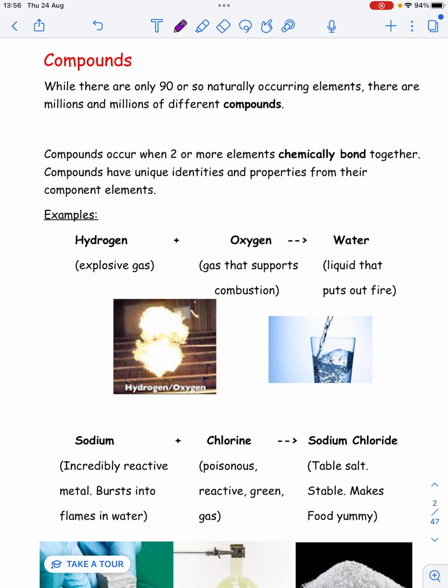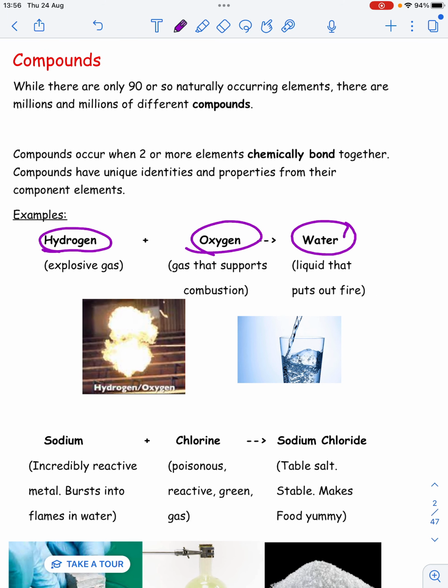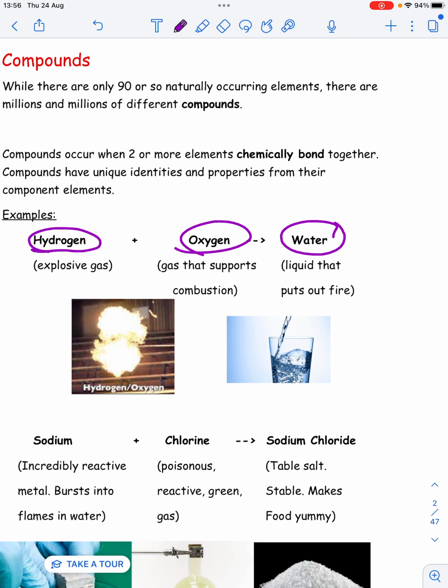Okay, compounds. We're combining things chemically, combining elements chemically. So you start with hydrogen, an explosive gas, and oxygen, a gas that you need to support combustion. And when you combine them chemically, you make water, which is the stuff that puts out fire. So one of the most amazing things about compounds is that when you combine elements, you really do create a totally new and unique substance that doesn't necessarily have any of the same properties as the elements that created it. I always find that to be amazing. So we've got hydrogen here, that's an element. We've got oxygen, O2 is how it normally exists. And when it reacts, it forms H2O.